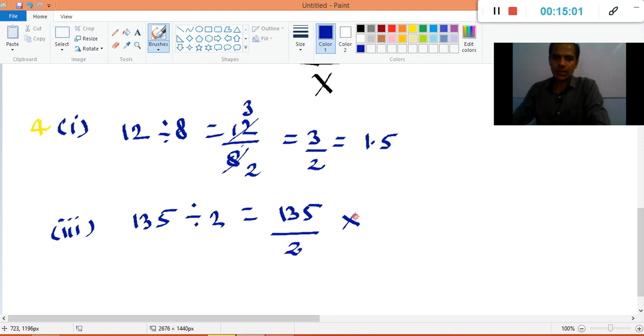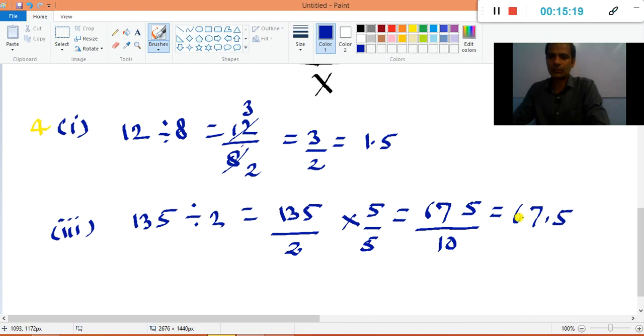So you can convert 2 into 10 by multiplying with 5. तो हम 5/5 से मल्टीप्लाई करेंगे. In the denominator it is 10, in the numerator it is 5 5 25, okay, and finally it is 675, and easily you can write the answer, that is 67.5, because डिनोमिनेटर में 10 है, 10 में सिर्फ एक ज़ीरो है, तो यहाँ पर न्यूमरेटर में हम 1 डिजिट के बाद डेसिमल प्लेस करेंगे, and the answer is 67.5.